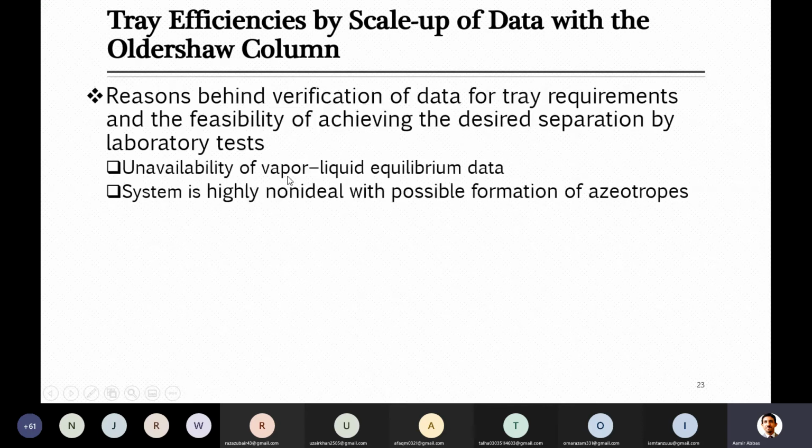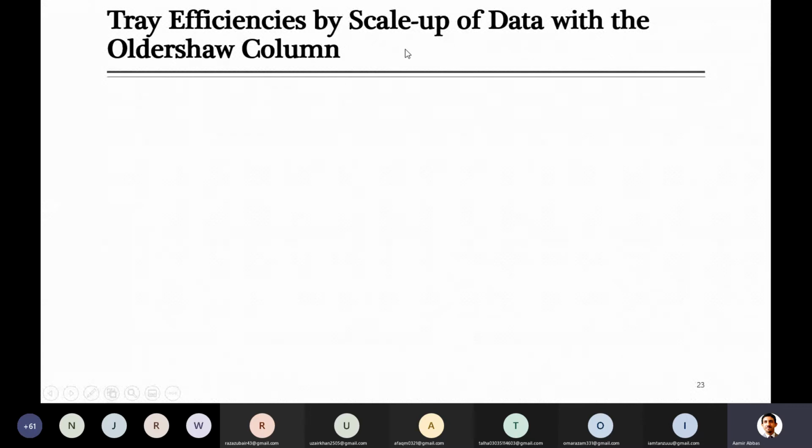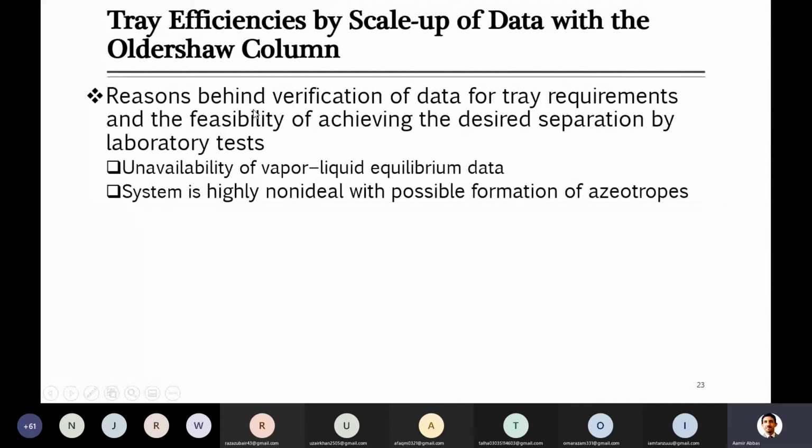So the next and the last part of this is the tray efficiency by scale up of data. As its name suggests, for scale up of data it means we have to do some experiments on the lab scale, and then we have to scale up, or use those results, for something called a large scale plant or industrial scale towers. That is named the Oldershaw column. That is a specific type of column we will discuss, and based on that this method is developed. So why do we go for scale up of the data? First of all there should be some reason behind this, why to use this.